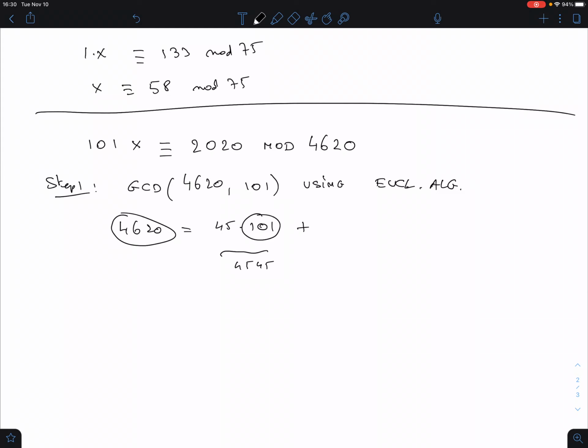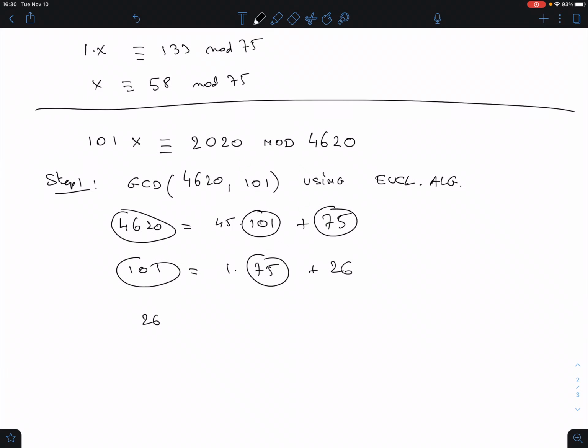So what are we missing? 4620 minus 4545, that is 75. Right? I want to make sure that I don't make mistakes here. Okay, so that's 75. This we don't need anymore. And we repeat the process with the next numbers, 101 and 75. Now that goes there only once. And what else we have? 26, right? Yeah, 26.